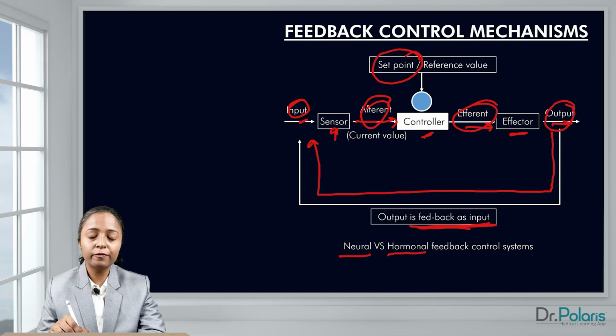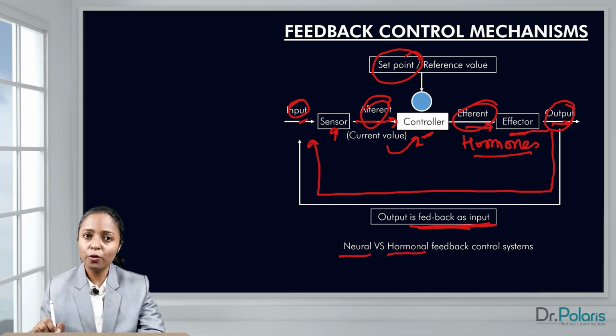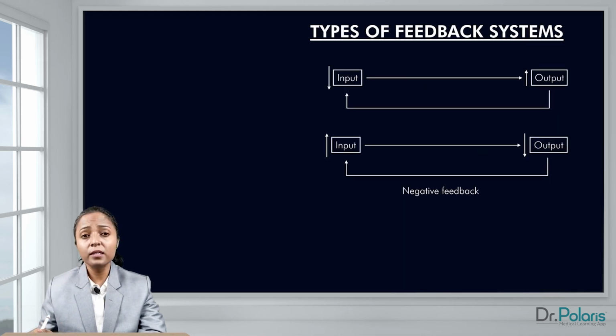So maybe the afferent is the nerve signal which is taking the information to the controller, which in turn is releasing some hormone. Okay, and the hormone is causing the various changes, right? So in that case, it will be a neurohormonal mechanism. So feedback control mechanism can be either neural or hormonal. Now, this feedback control mechanism can be either negative feedback or positive feedback, right?